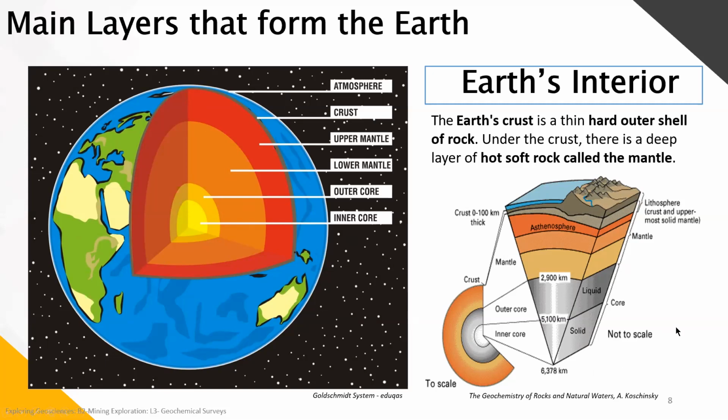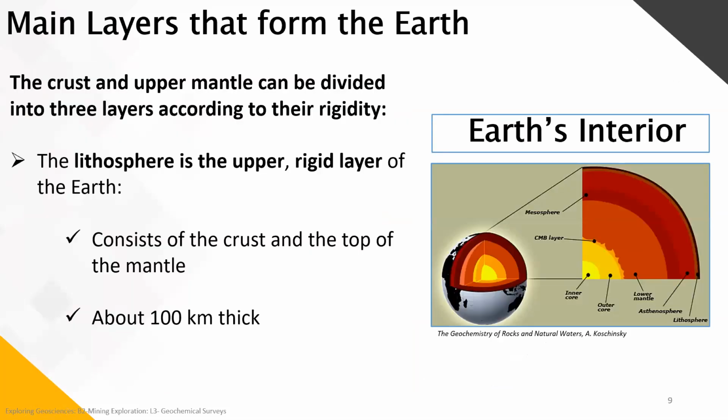The Earth's crust is a thin, hard outer shell of rock, and under the crust there is a deep layer of hot, soft rock called the mantle. The crust and the upper mantle can be divided into three layers according to their rigidity. The lithosphere is the upper rigid layer of the Earth, so it consists of the crust and the top layer of the mantle, and it is roughly 100 kilometers thick.